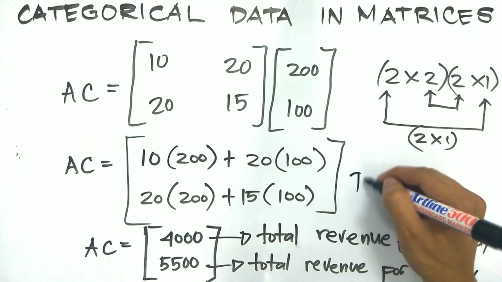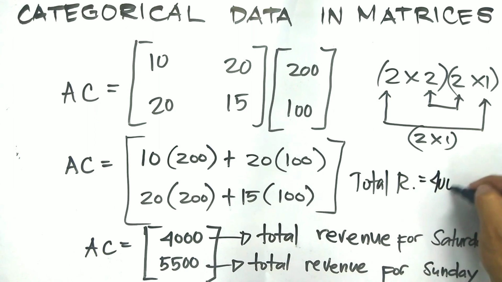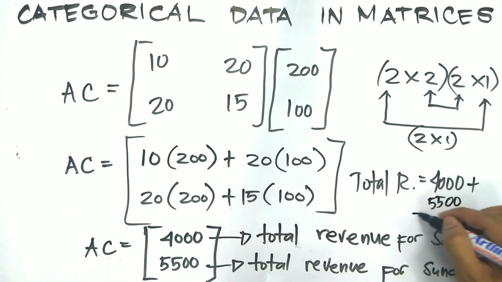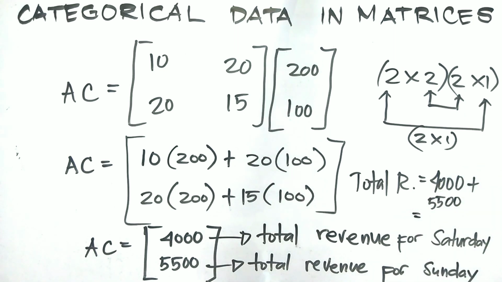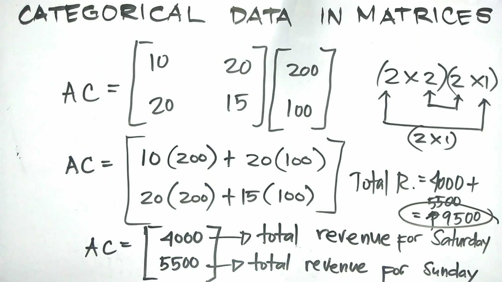4,000 total revenue for Saturday plus 5,500 for the total revenue on Sunday. So that would be a total of 9,500. That is how we transform a worded problem into matrices so that you are going to solve for what is unknown in the problem or what is required in the problem.